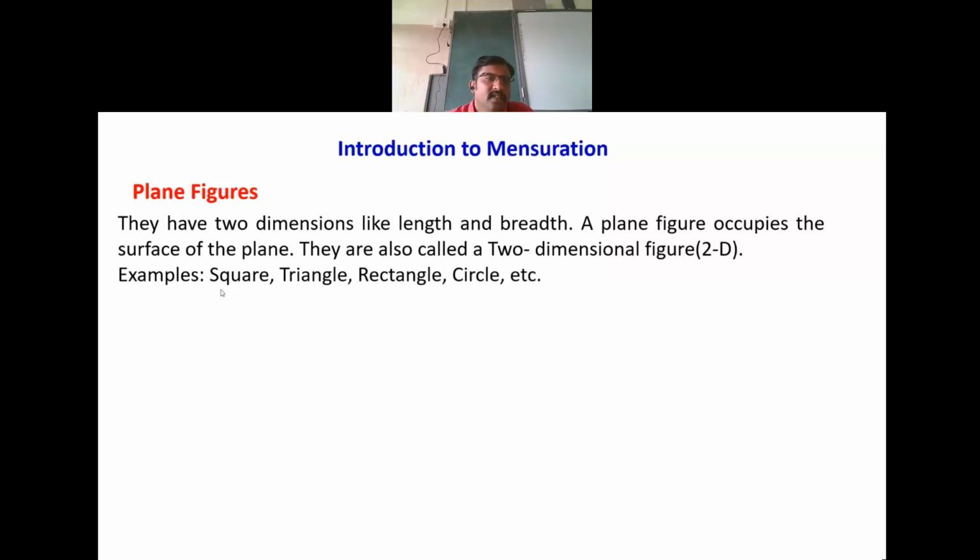We all have learned the perimeter and area of these figures. If you can recall, if I give you a square having side as A units, its perimeter is 4A and area is A squared. What is the area of a triangle? Half into base into height.